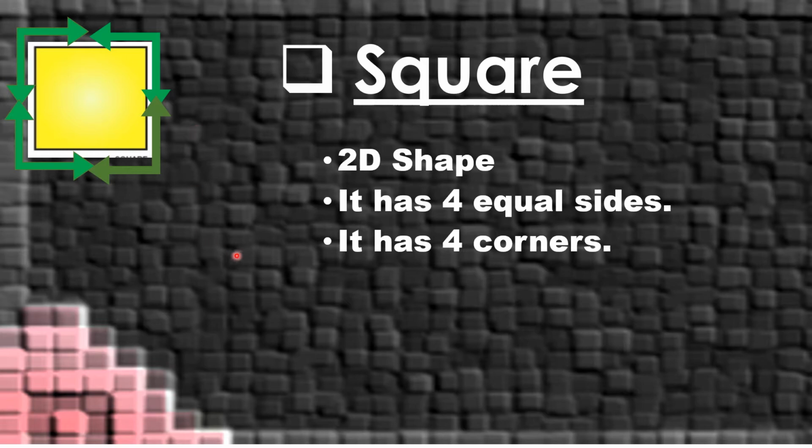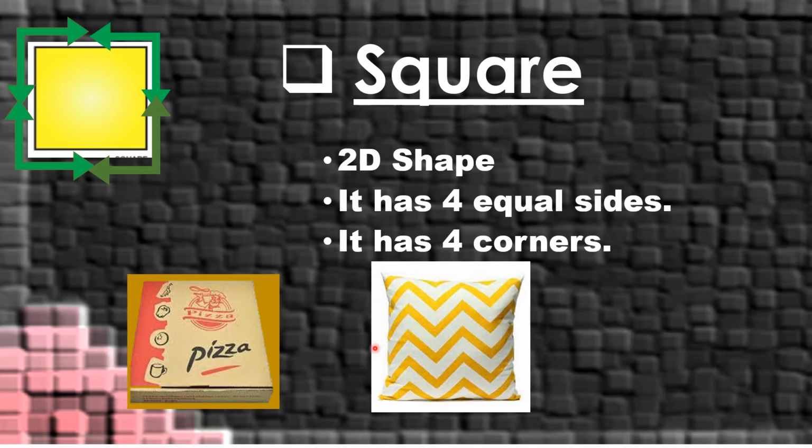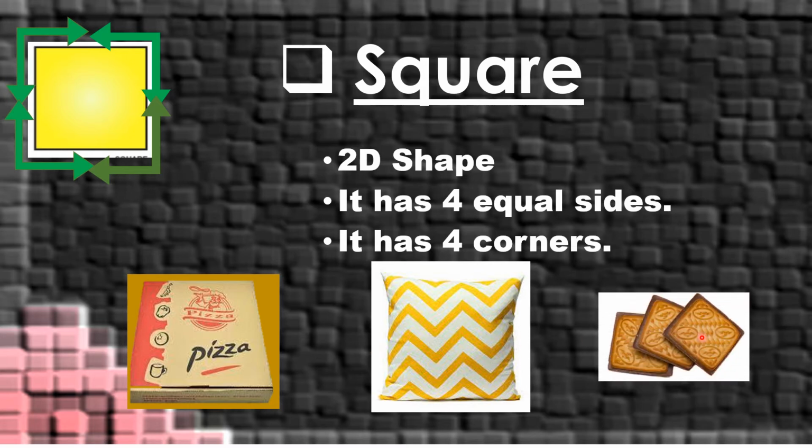Let's have some examples. Yes, this is a pizza box. It is similar to a square shape. This is a cushion and there are some biscuits in square shape.